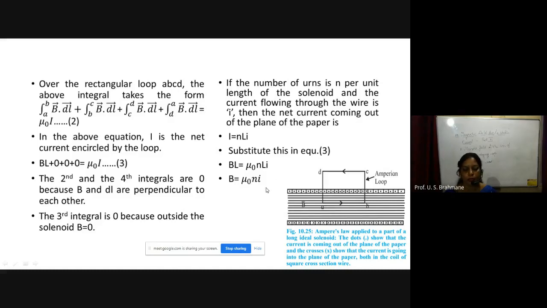are given in the textbook. Then please you may note down or take the screenshot because this question is asked. This is the application of Ampere's law for the solenoid. I have told you the solenoid behaves like a bar magnet, or you can say a dipole. So take the screenshot.